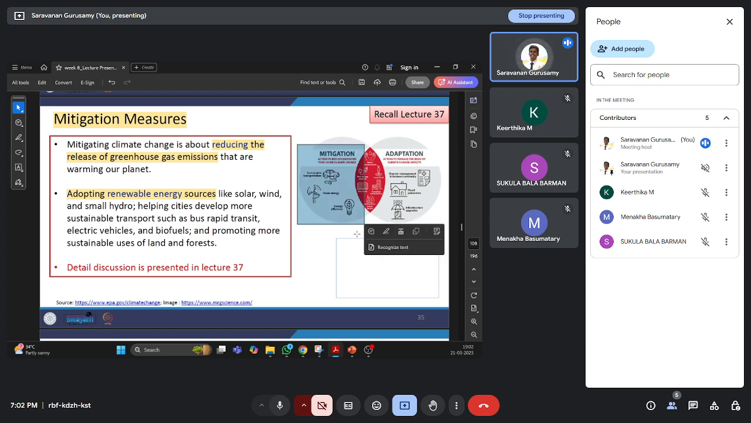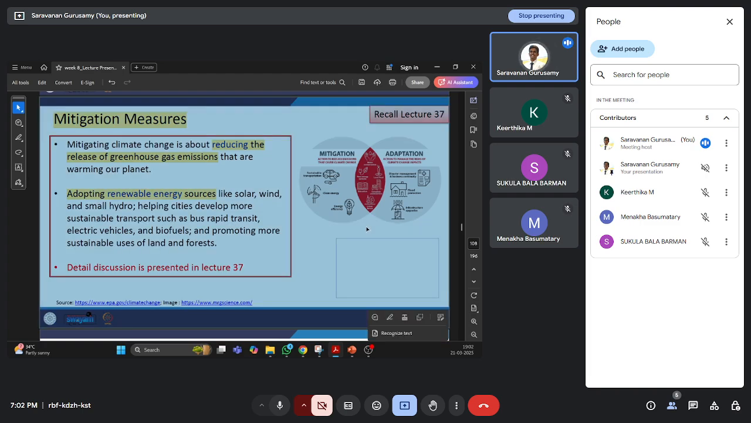But for what has already happened, we need to adapt. Already there are floods, and a lot of rainfall is happening in a single day or a single month. Cloud bursts are happening. For that, we need to build resilient buildings to protect us from floods, and disaster management programs and infrastructure need to be there.